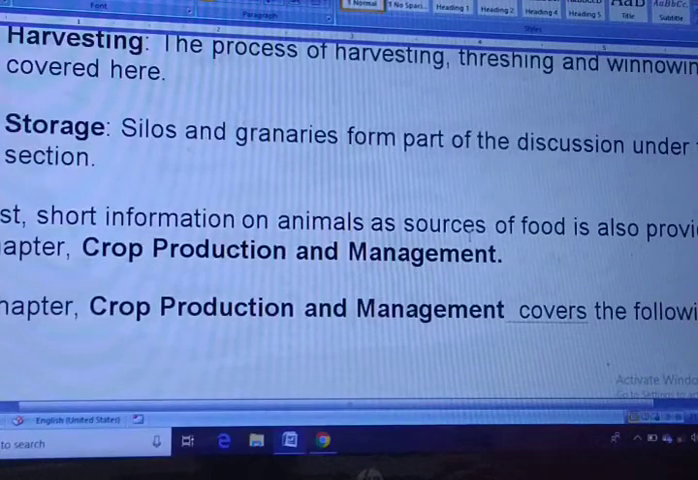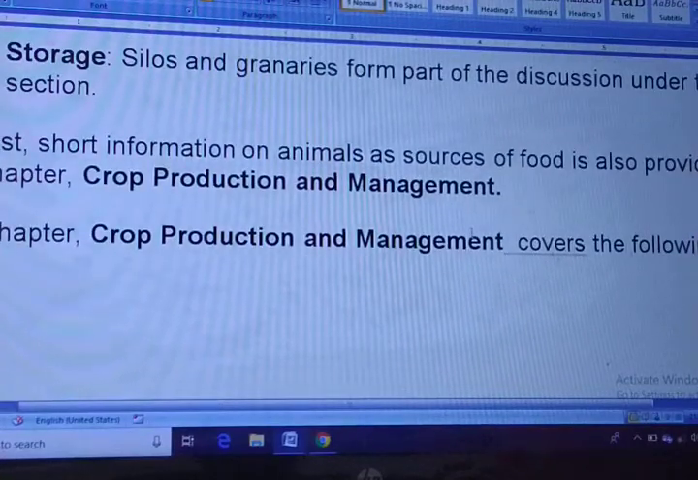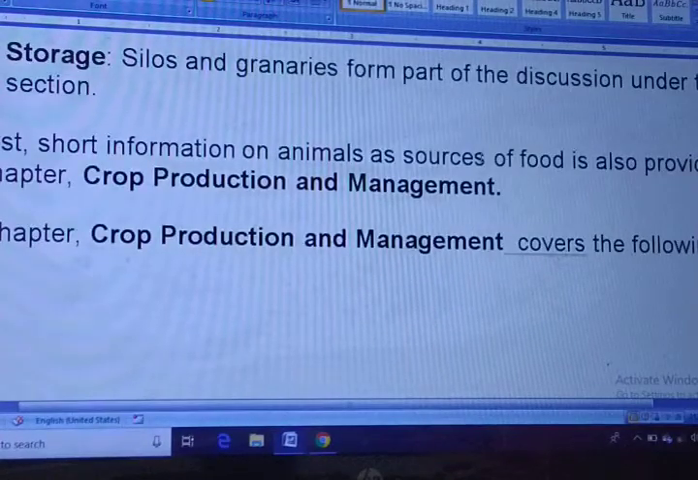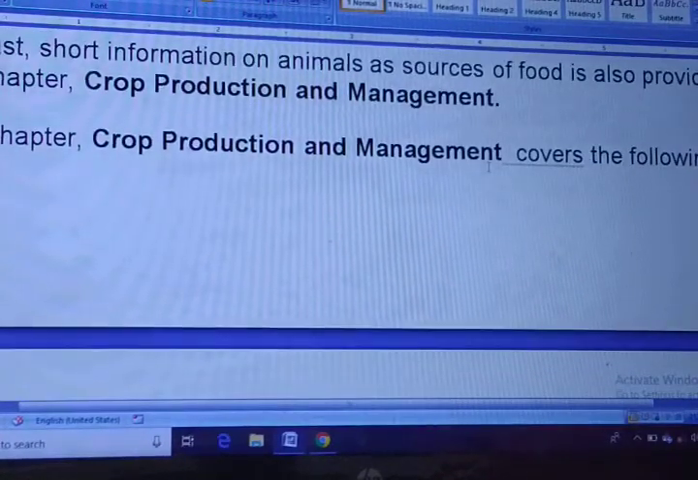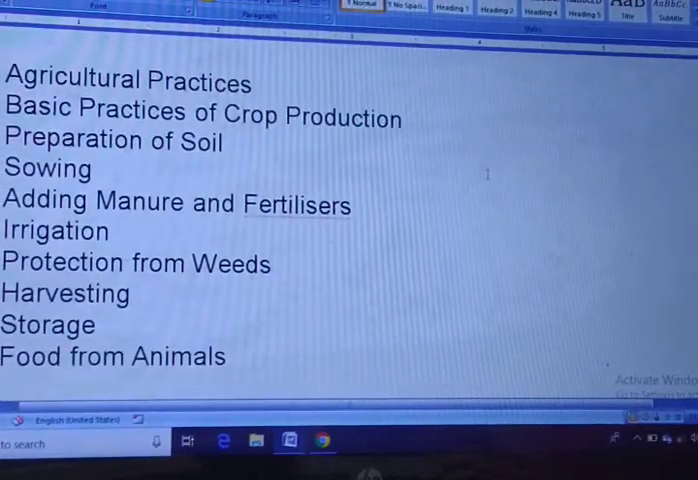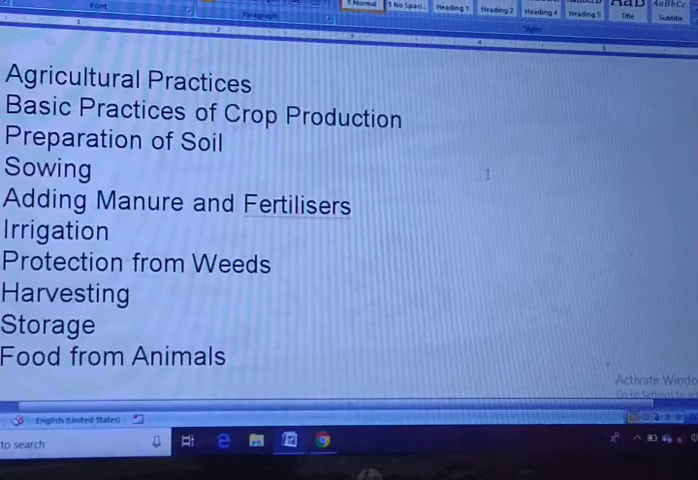Storage: soils and granaries form part of the discussion under this section. At last, short information on animals and sources of food is also provided in this chapter. The chapter crop production and management covers the following topics. You can see here what topics this chapter covers. These are agricultural practices, basic practices of crop production, preparation of soil, sowing, adding manure and fertilizers, irrigation, protection from weeds, harvesting, storage, food from animals.